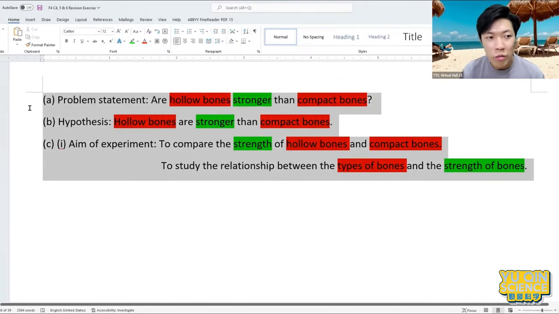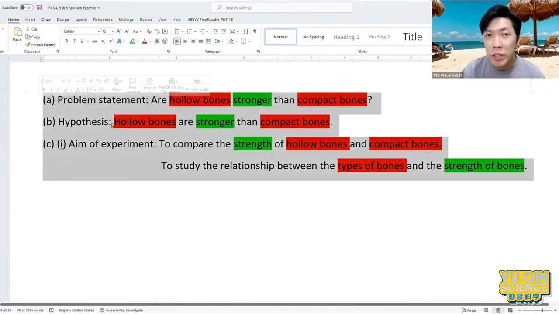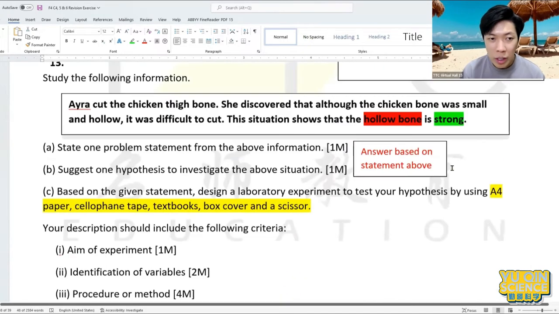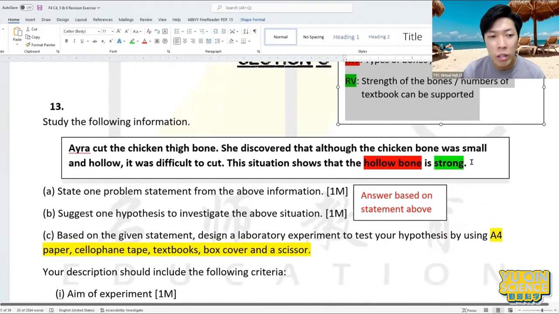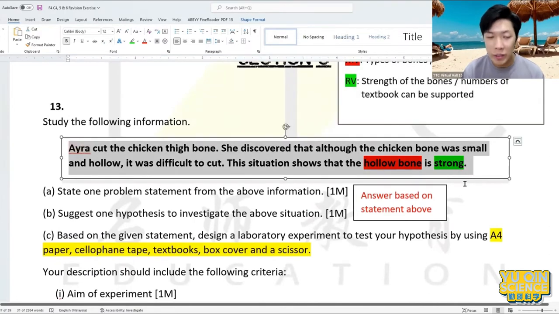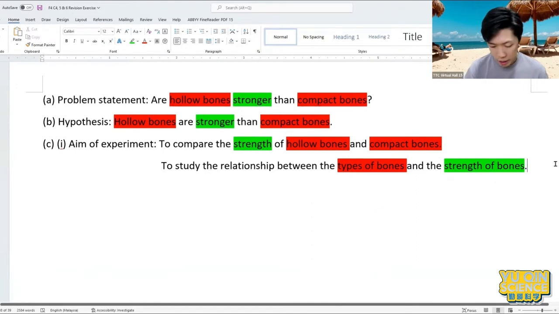So can you see so far, right? I'm using manipulated and responding to form sentences. So can you see how important it is to first find out your manipulated and responding based on the statement given? Try your best. Okay, cool, no problem.